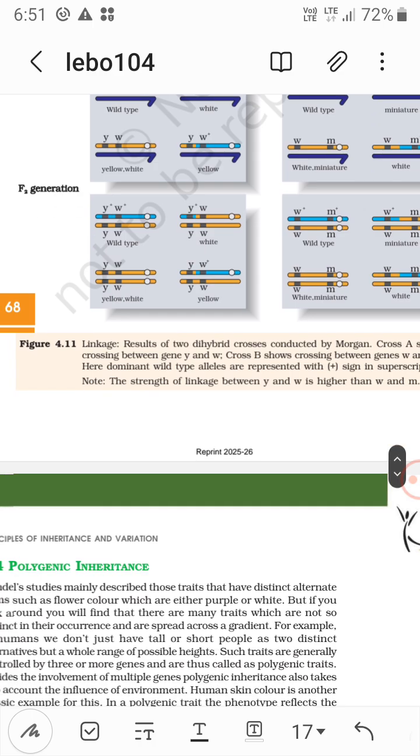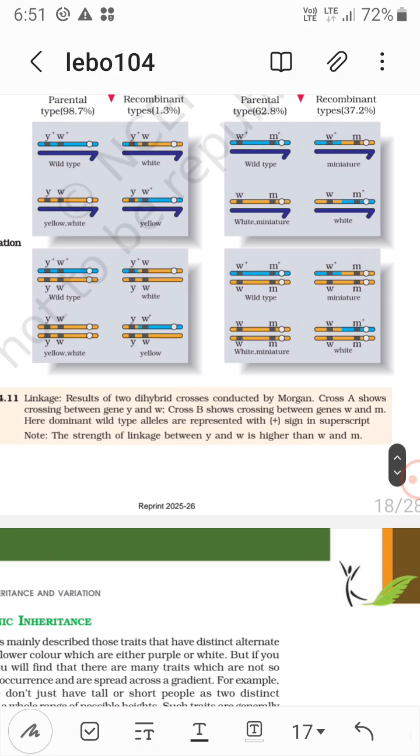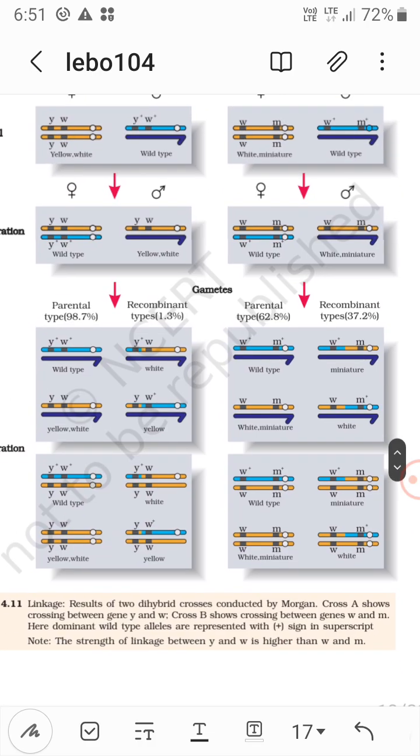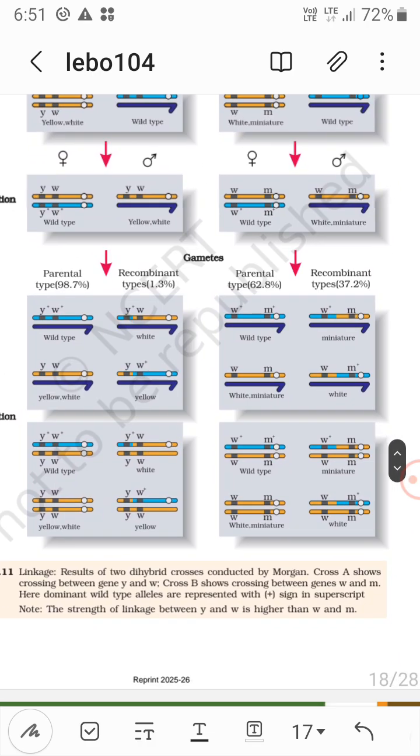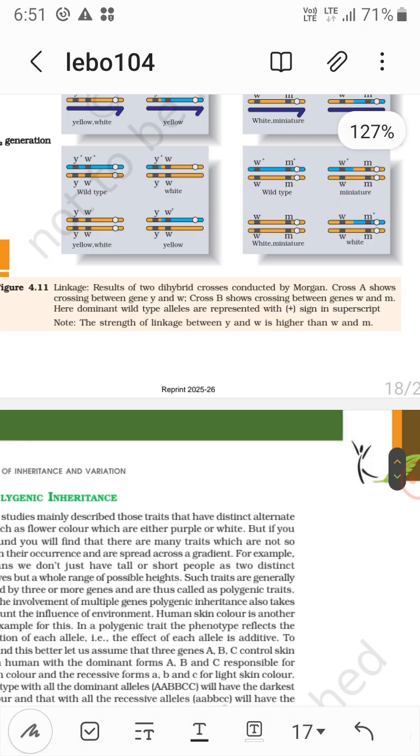The strength of the linkage between small y and small w is higher than small w and small m. So this is why the strength of the linkage between small y and small w is higher than small w and small m.